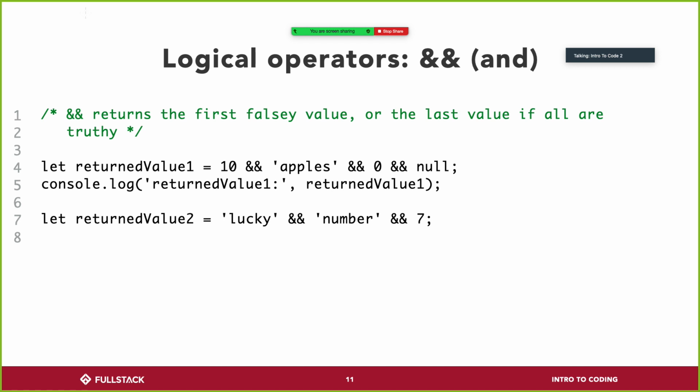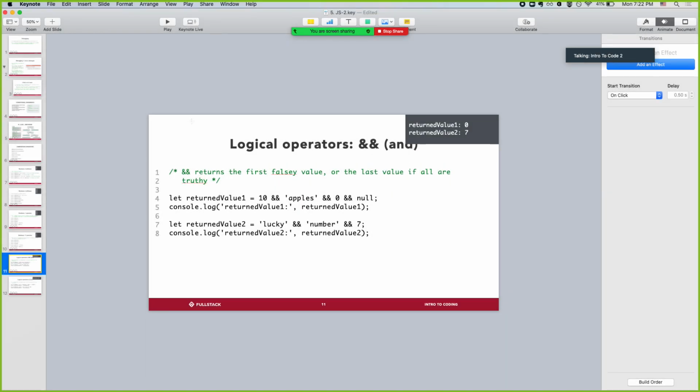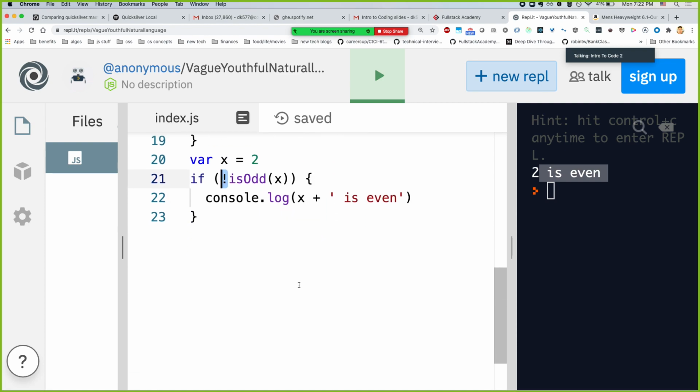So return value would be 7, and then in line 4, return value 1 would be 0 because it's not the last one, but it's the first falsy occurrence. So we get 0 and 7. So yeah, you can use this for this kind of thing where you're assigning something and you want to assign it the first falsy value. But it's also commonly done in if statements just as a logical and.